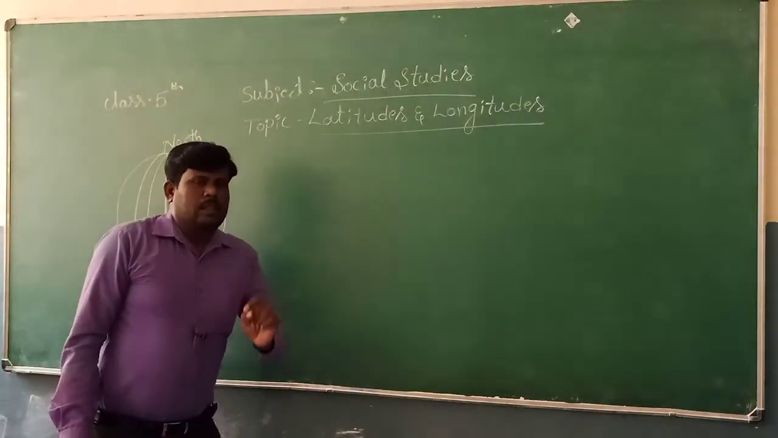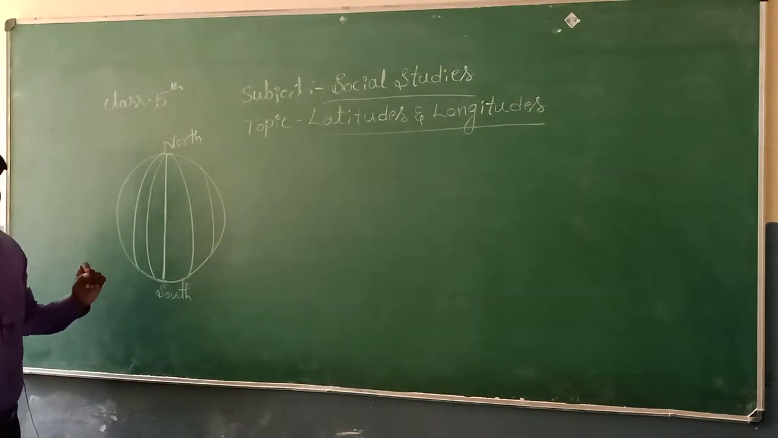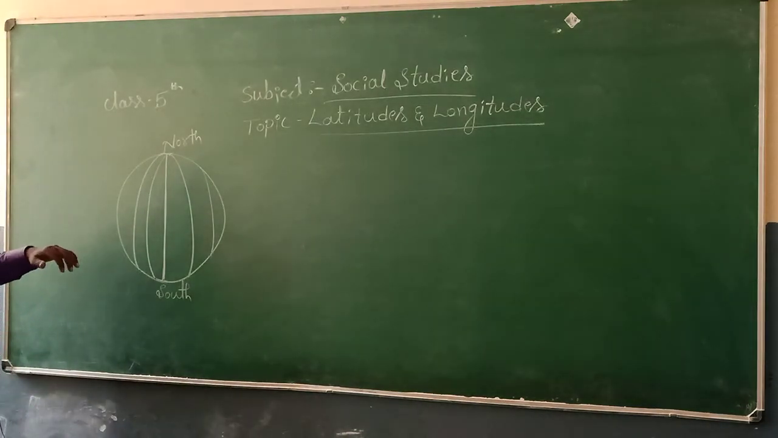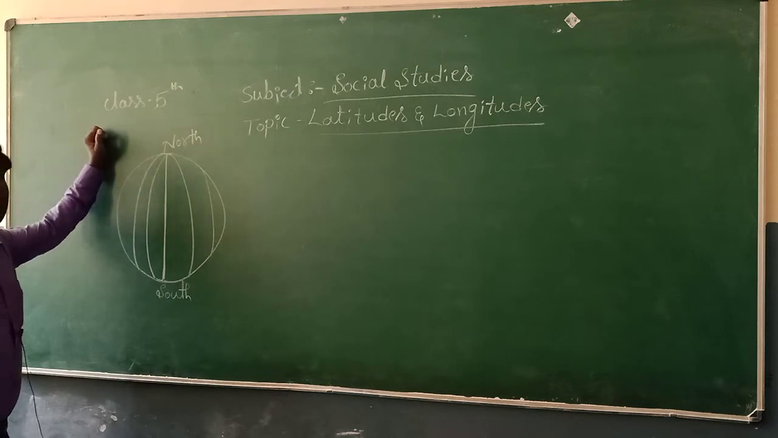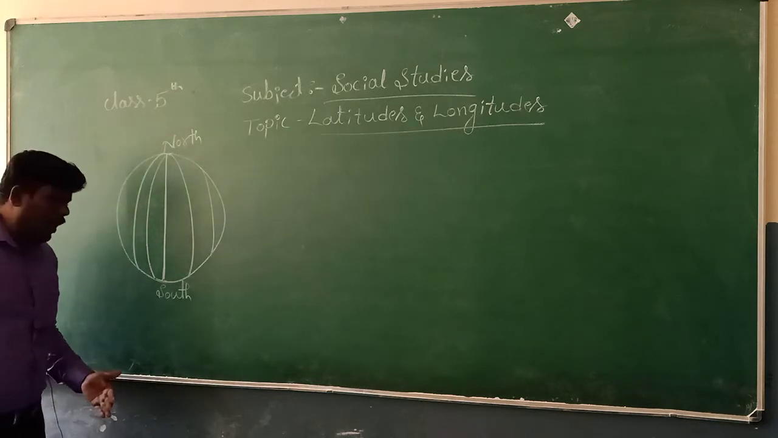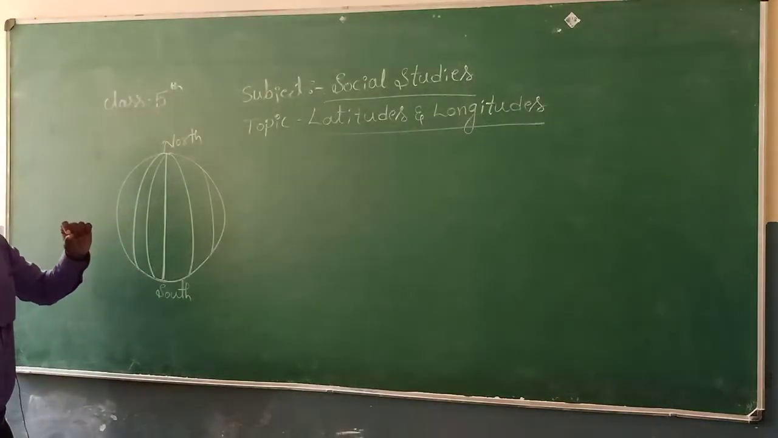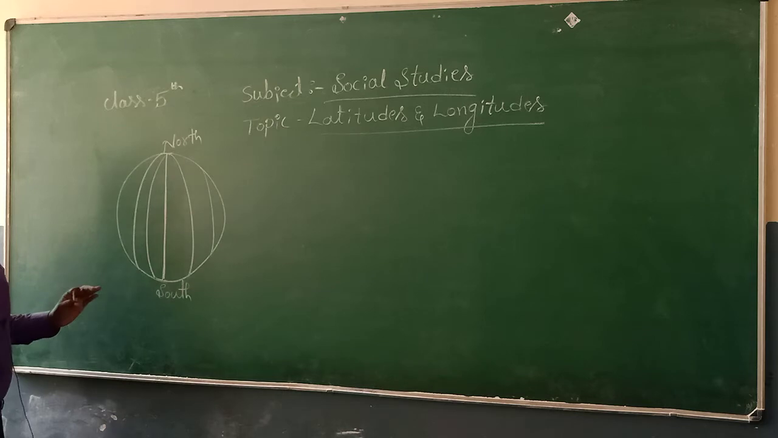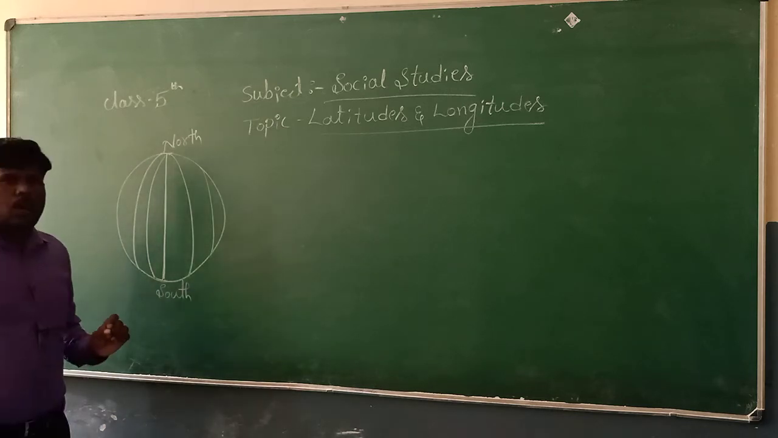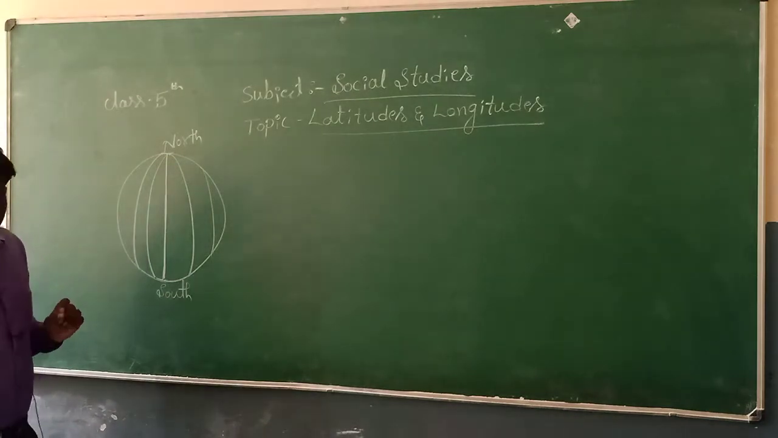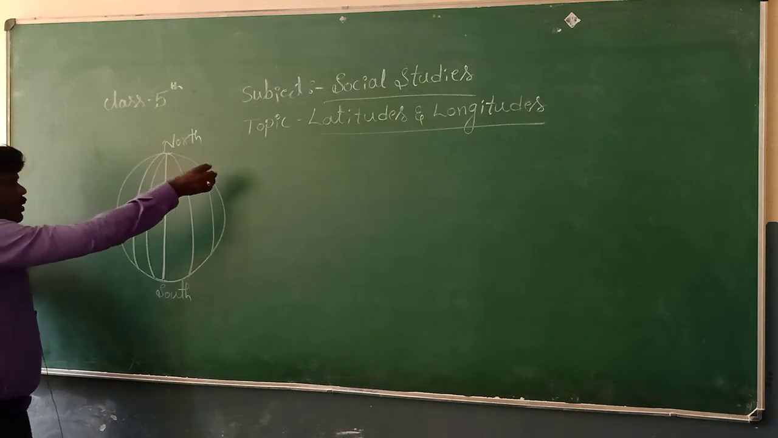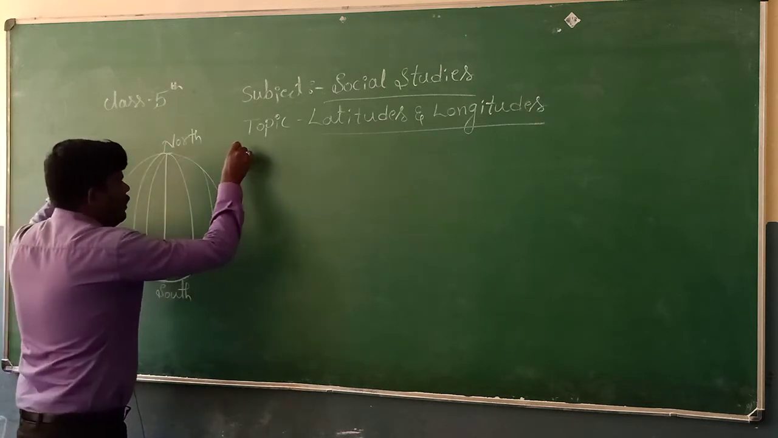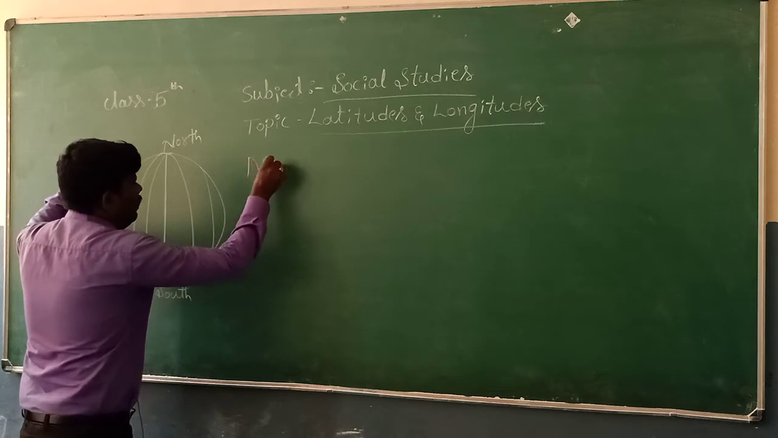Longitude: the imaginary line which is drawn on the globe from north to south. Those imaginary lines are called longitudes. The vertical lines are called longitudes. Longitudes are also known as meridians.